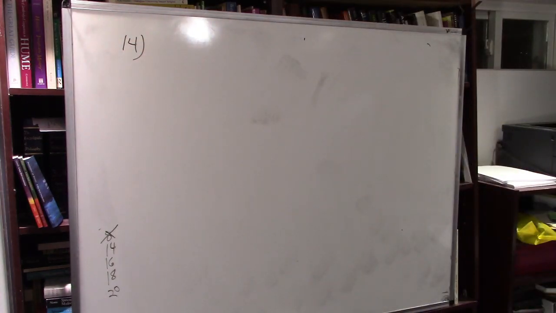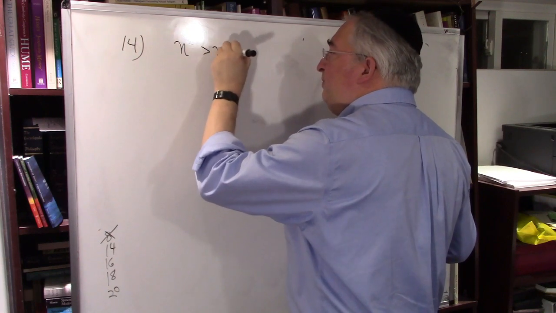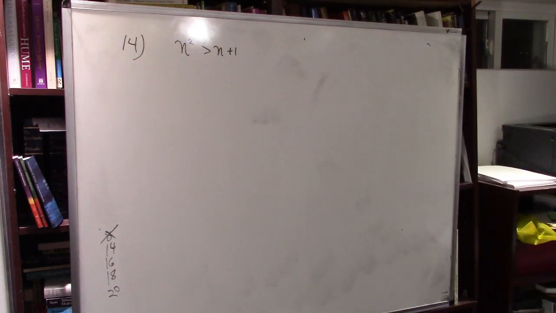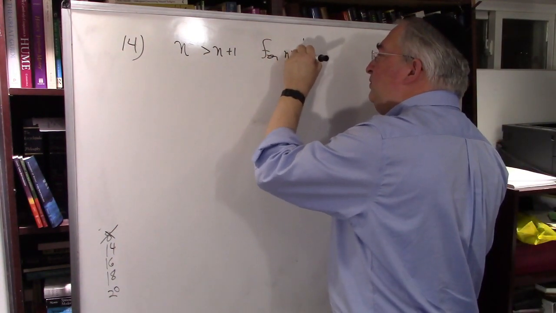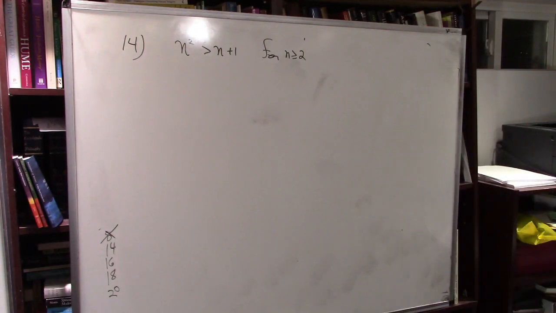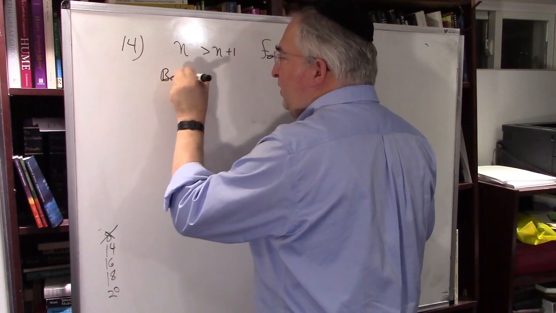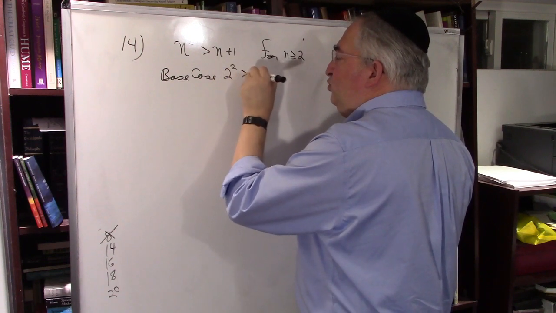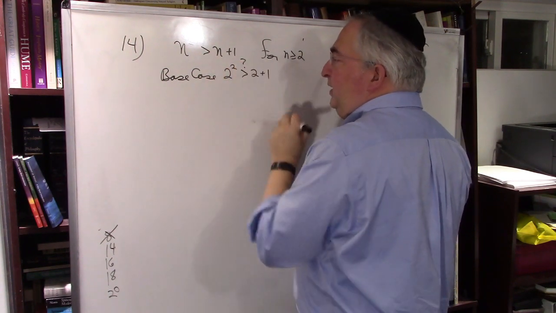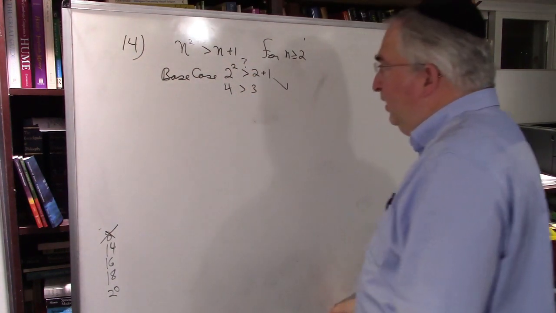14 is as follows: prove that n squared is greater than n plus 1 for what? For n greater than or equal to 2. Okay, well, let's do the base case. This is actually easier. Base case, so what do we have? 2 squared is greater than 2 plus 1. Is that true? And the answer is yes. This is 4 is greater than 3. Yes, it's true. Done. Okay, good.